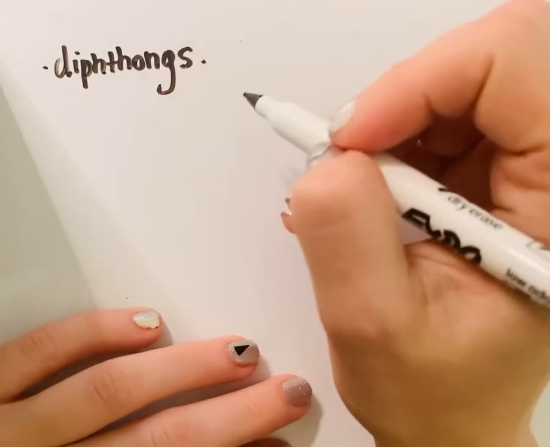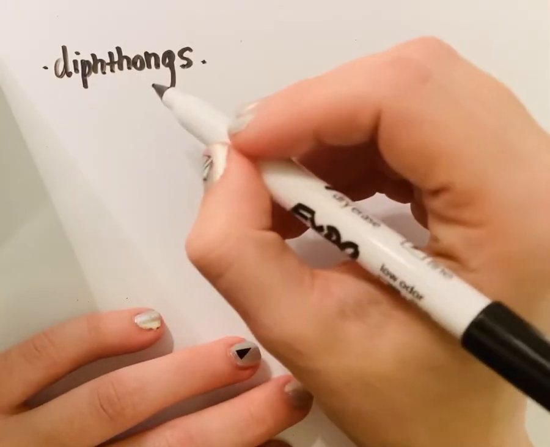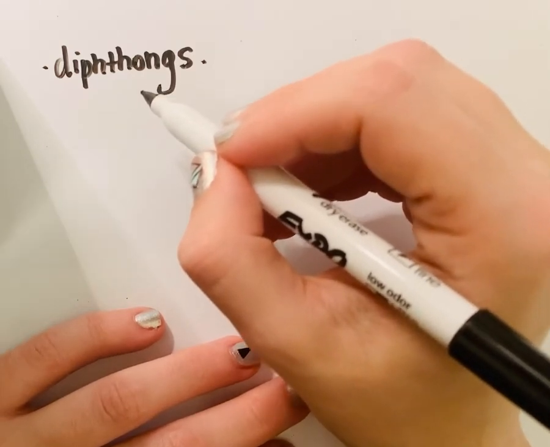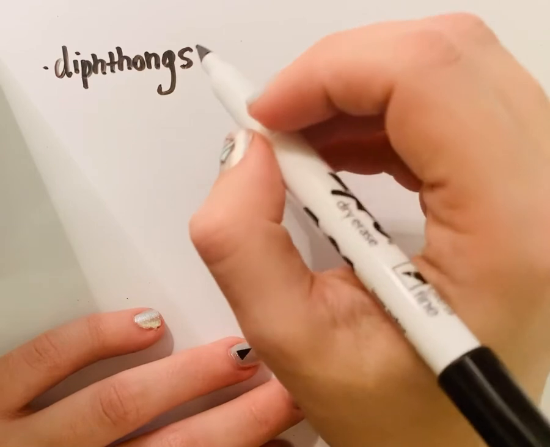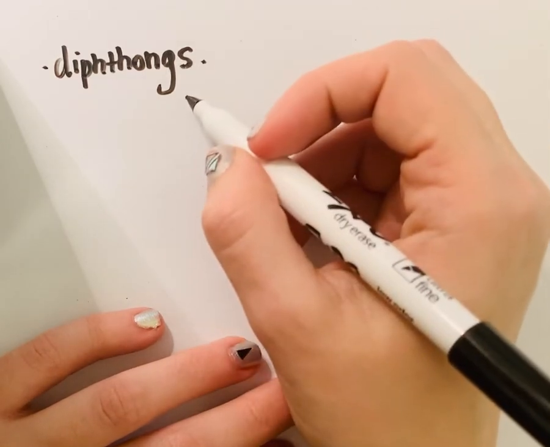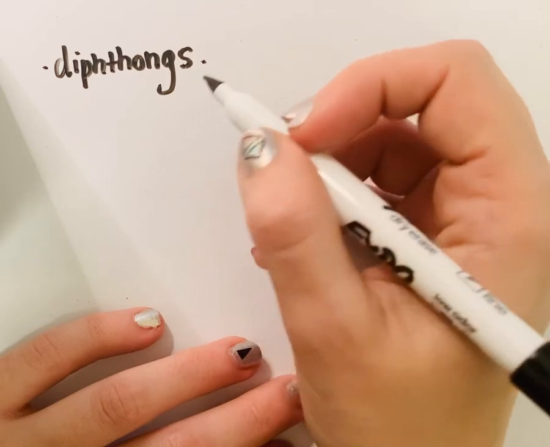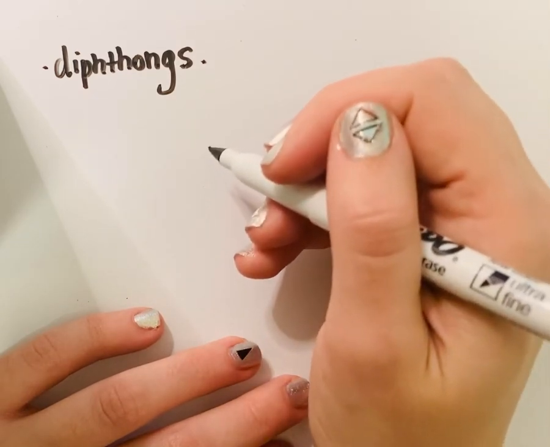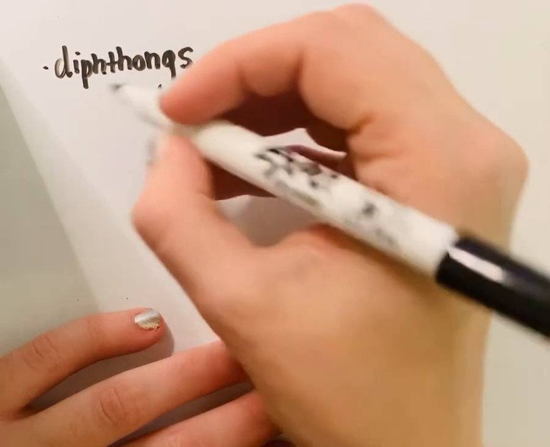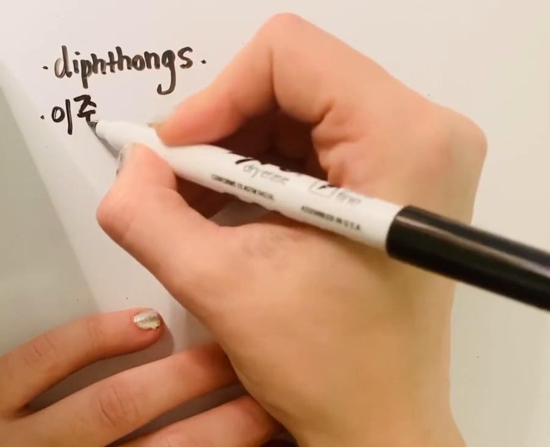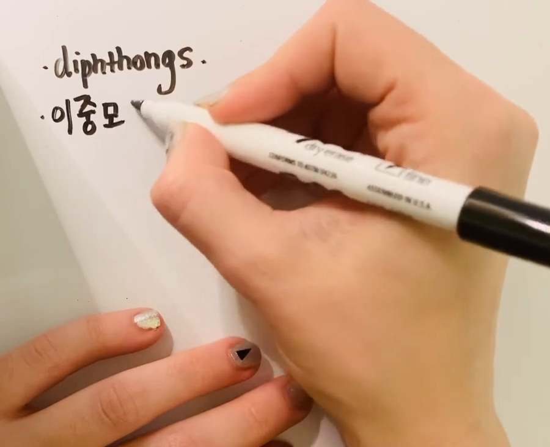I've had quite a few questions recently about diphthongs in Korean, so I thought I'd make a little explanatory video to share what I know about them. So we know that a diphthong just means you start with one vowel sound, you add another, and you create a new complex vowel sound. Well, in Korean, a diphthong is called 이중 모음.